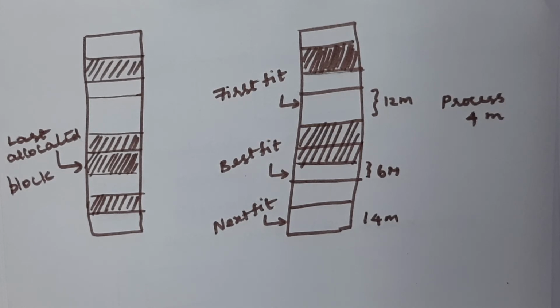So here we have a 6 MB partition which is left free. We can use that for storing the process which has a size of 4 MB, and that is best fit.